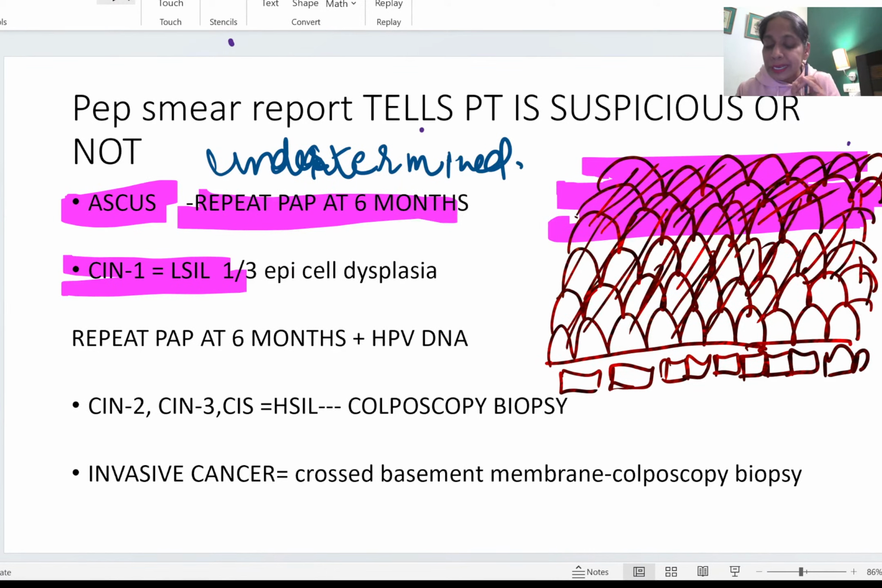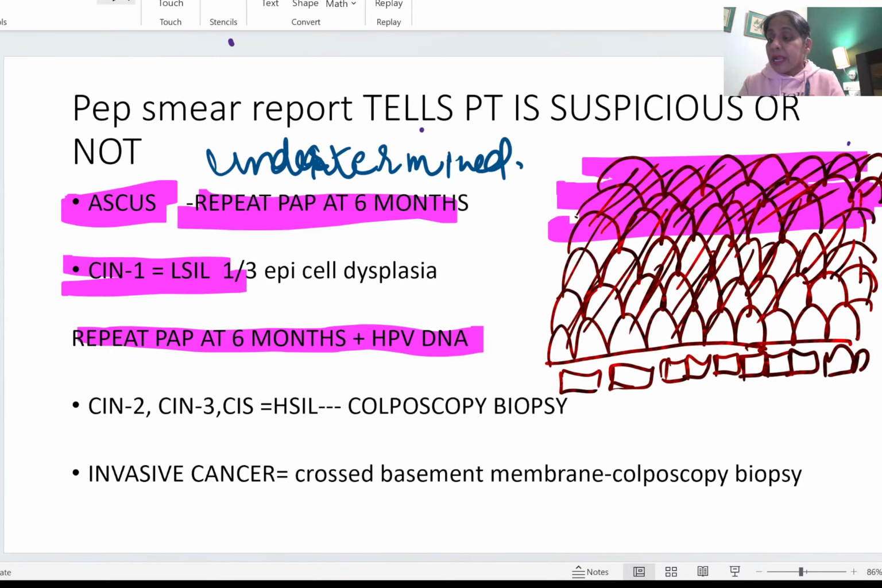I am not speaking of neoplasia. Till now, it is not a cancer. I am just talking about dysplasia, which is a pre-malignant stage. If we have taken the pap smear and the report comes out to be CIN1 or LSIL, low grade squamous intraepithelial lesion, then we have to repeat the pap smear after 6 months, and we have to do the HPV DNA assessment, human papilloma virus DNA assessment.